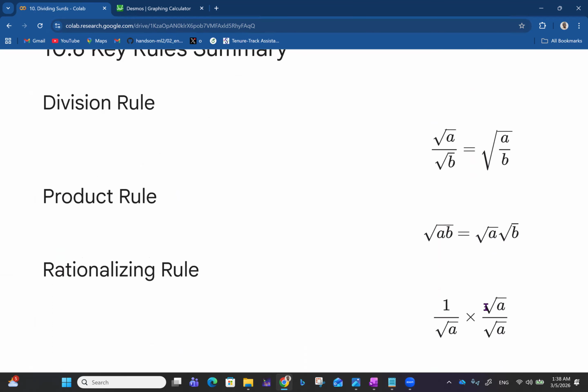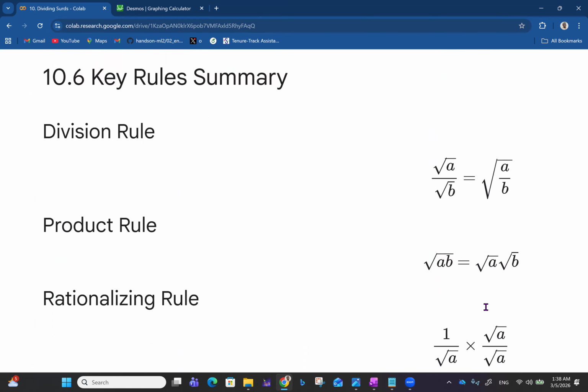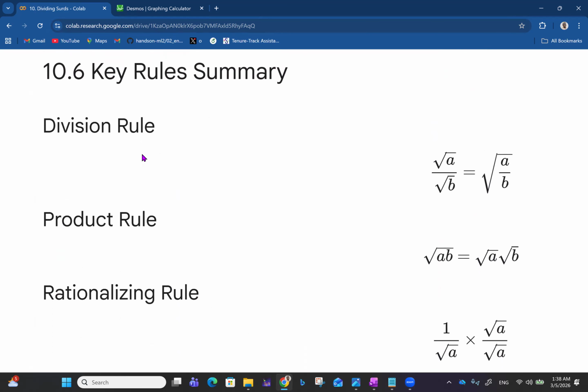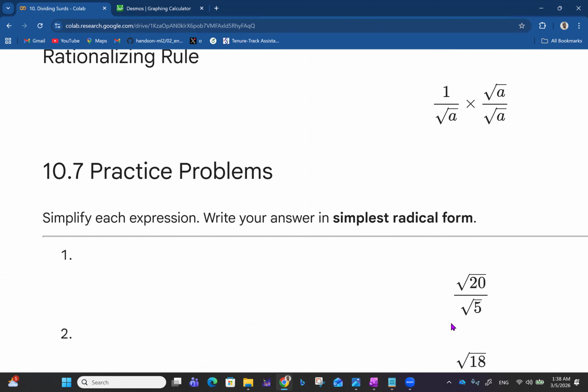So we have the key rules now when we talk about dividing surds. The division rule: square root of a over square root of b is equal to square root of a over b. Then the product rule: square root of ab is equal to square root of a times square root of b. And the rationalizing rule: 1 over root a times root a over root a helps to rationalize 1 over root a into an equivalent expression that is equal to it.